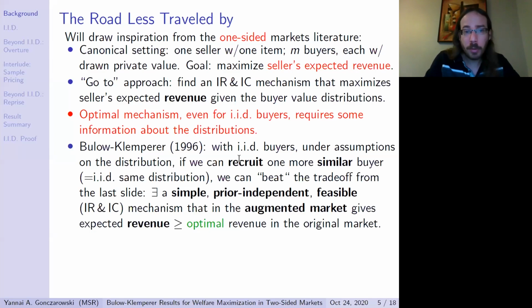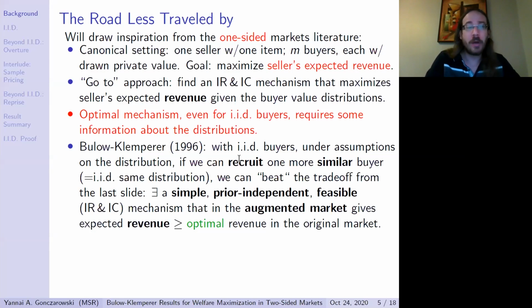And Bulow and Klemperer in 1996 gave a beautiful, different approach to deal with this problem. They said with IID bidders, under certain assumptions on the distribution, we'll get to that later, if we can recruit one more similar buyer, that is, one more buyer sampled IID from the same distribution. If you originally had 11 buyers, now you will have 12. If you originally had 1 million, now you'll have 1,000,001.